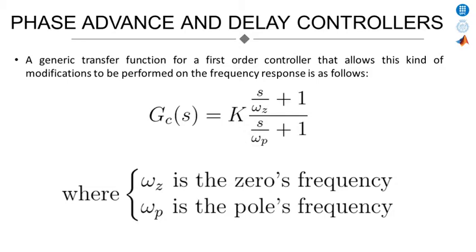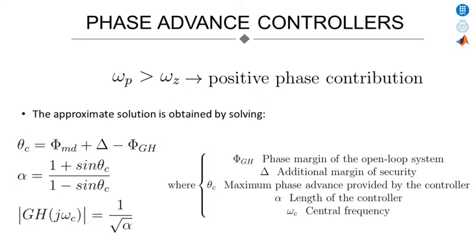As it can be seen in the image, the generic transfer function in S of an advance or phase delay controller is given by Gc. In order to have a positive phase advance, the pole's frequency must be higher than the zero's frequency. This makes the controller to be a phase advance controller, so in a certain range of frequencies, they will increase, or advance, the phase of the controlled system.